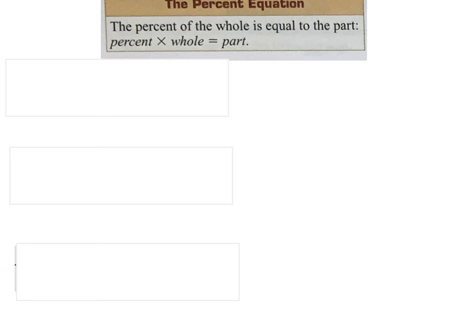Here, it says the percentage equation. So the percent of the whole is equal to the part. So you have the percent, and you're multiplying that times the whole, all right? So whatever percent they give you, you're multiplying that by the whole, and that's going to equal the part that you're solving for. And so there's a couple ways to do this.